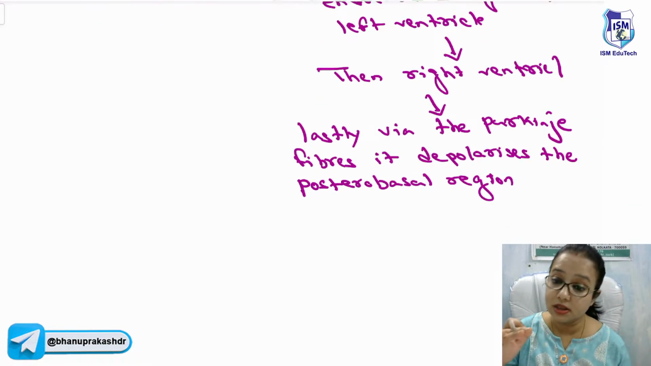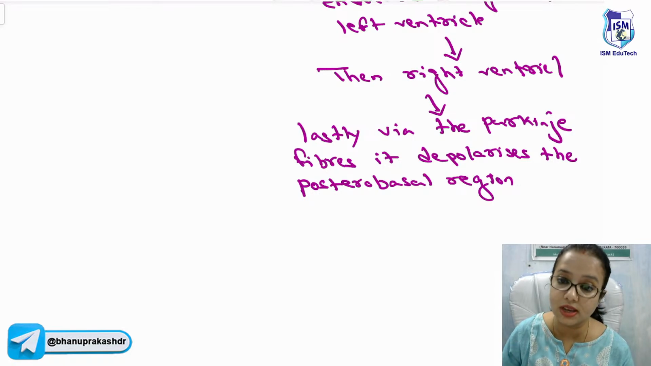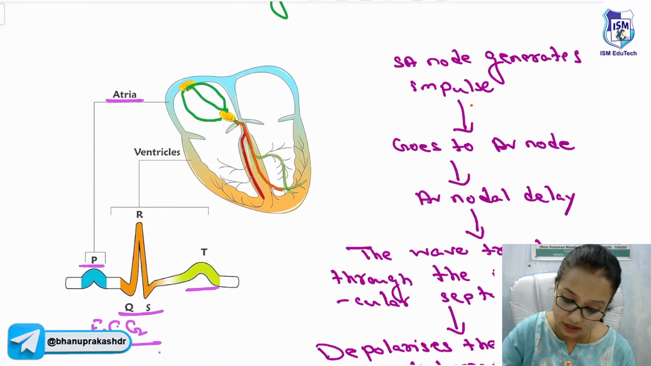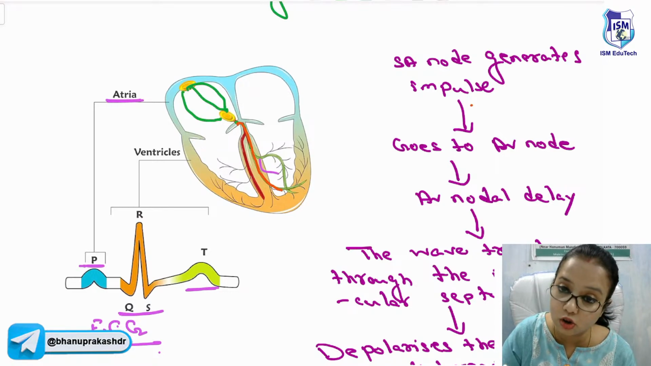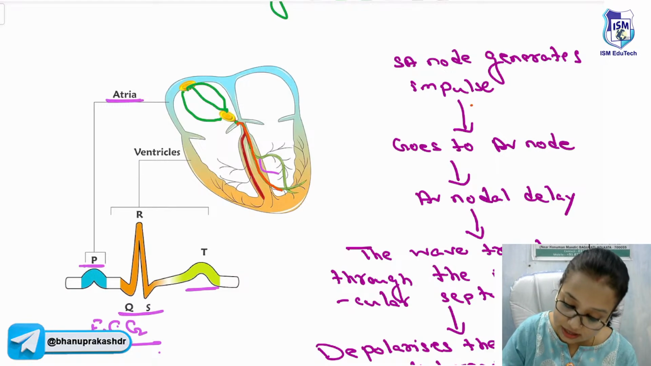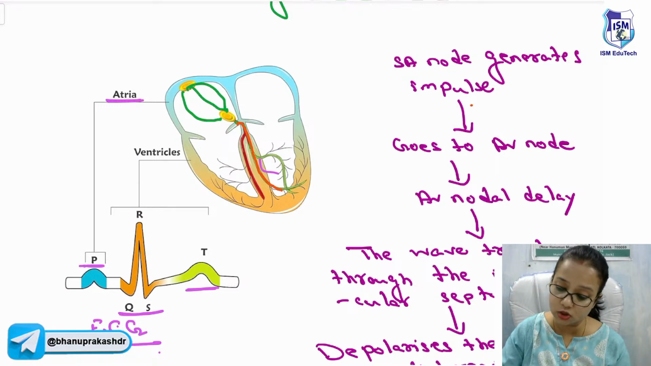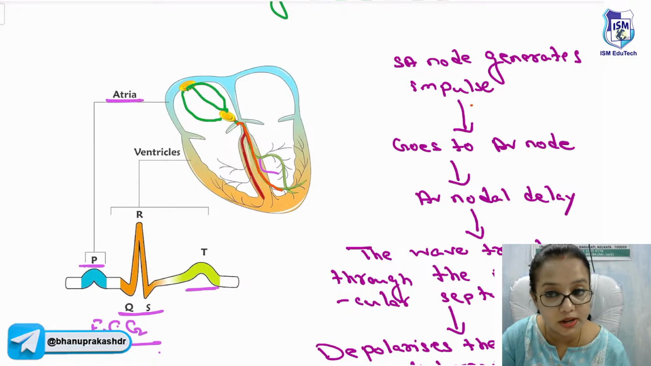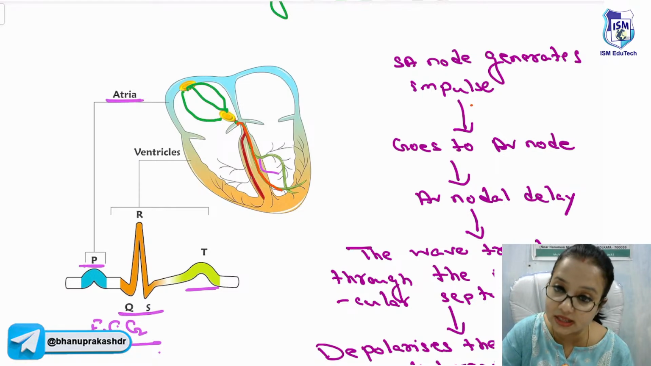So, conduction of the impulse. It starts with the SA node, goes to the AV node. As we see here, starts with the SA node, goes to the AV node. Via the bundle of His, it is spread across the ventricle, and lastly, the posterobasolateral region is supplied by the bundle of His projections, which are the Purkinje fibers.